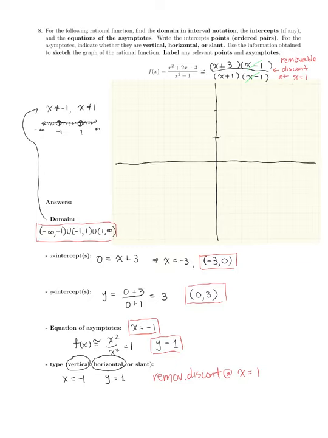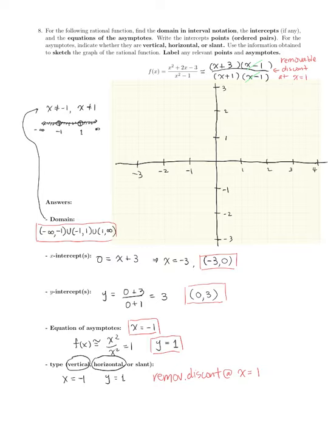Okay, so let's go 1, 2, maybe 3, -1, -2, -3, like this. All right, so I'm just going to label this as 1, 2, 3, and a 4, and -1, -2, -3. All right, so let's just first jot down the asymptotes.